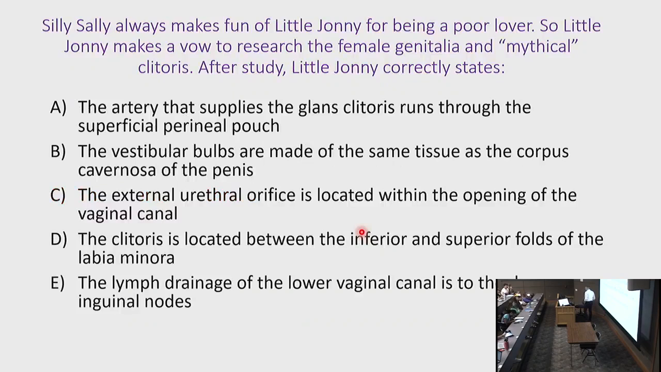Now, I was being a little funny with this one, but Silly Sally always makes fun of little Johnny for being a poor lover. So little Johnny makes a vow to research the female genitalia and the mythical clitoris, and he can finally state, after all of this study, and if y'all don't know who little Johnny is, please look up those jokes. But after the study, Johnny can correctly state which one of these. So take a minute and read through all of these, and then we'll get back with this one.